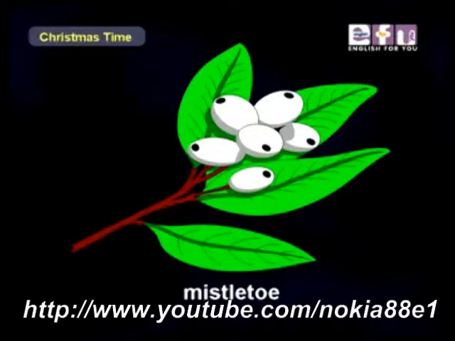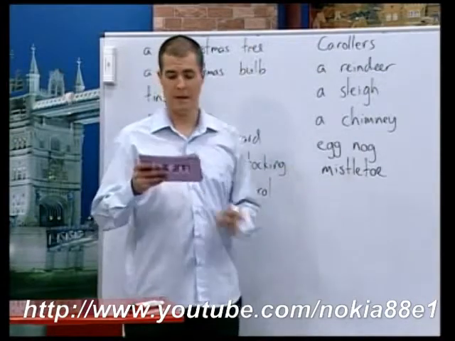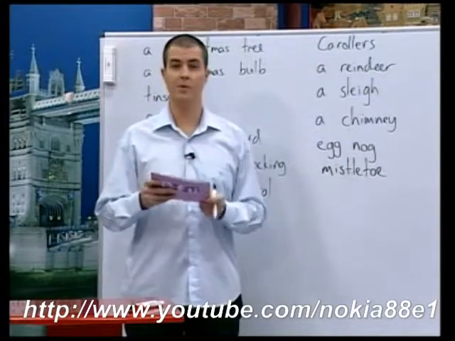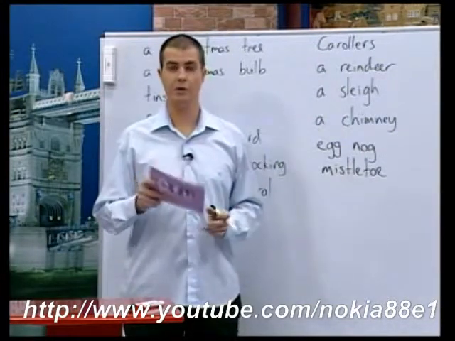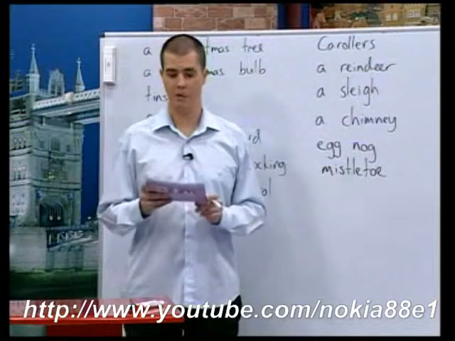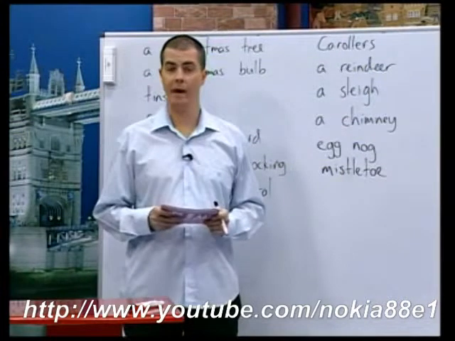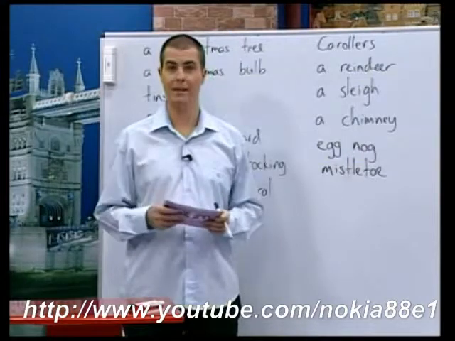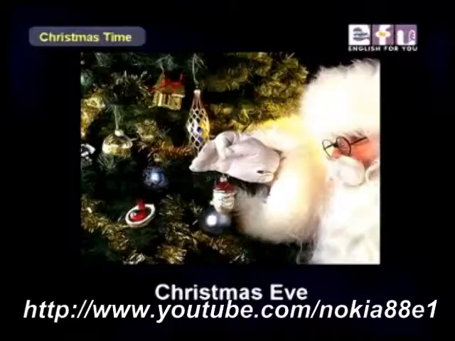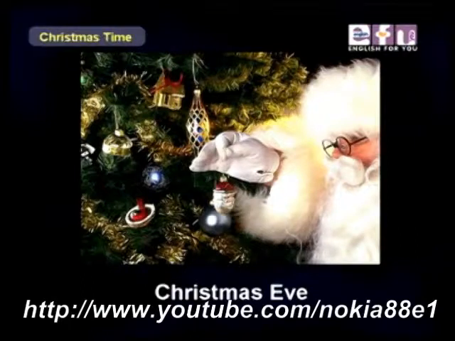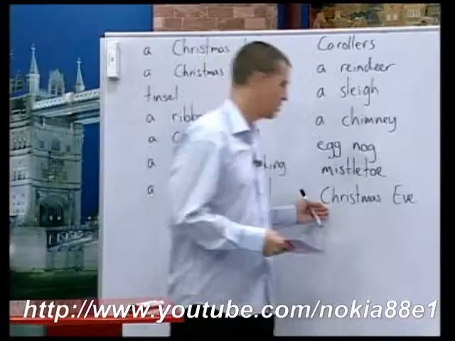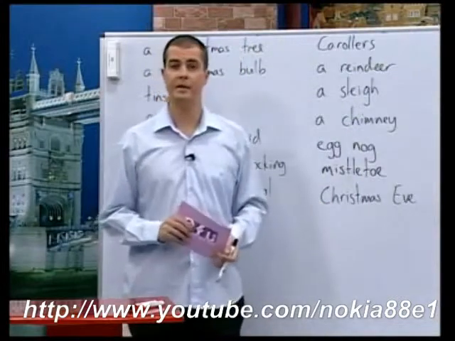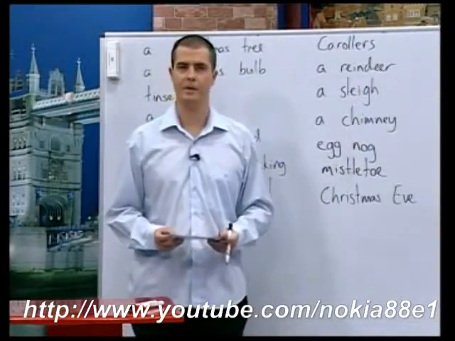Two more. Mistletoe is a plant with small white berries, and it's used as a decoration at Christmas time. If you find someone standing underneath the mistletoe, you are able to get a kiss from this person. And finally, Christmas Eve is the day and the night before Christmas.